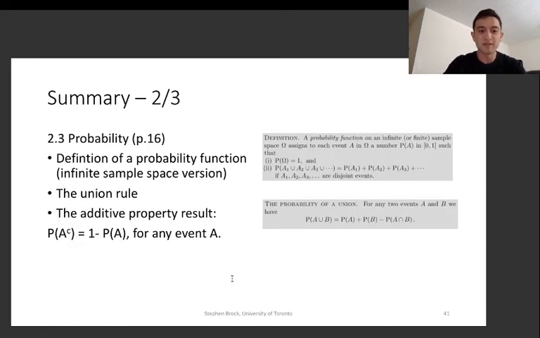Section 3 is on probability. The definition of a probability function, it's important to know what that is, including the infinite version. And we also learned about the union rule, which was another useful tool for understanding questions. And then we also have the additive property result, which was the probability of A complement is equal to 1 minus the probability of A for any event A. And so this formula is very important. I still use this formula today, all throughout undergrad. It's very useful because you can go from the probability of A to the probability of A complement, or the probability of A complement to the probability of A very easily.